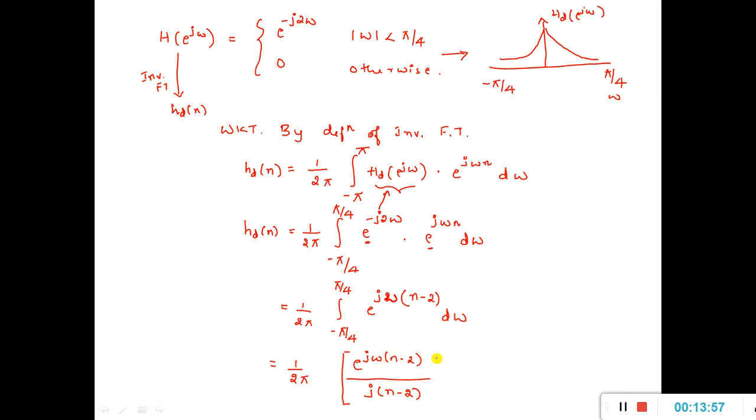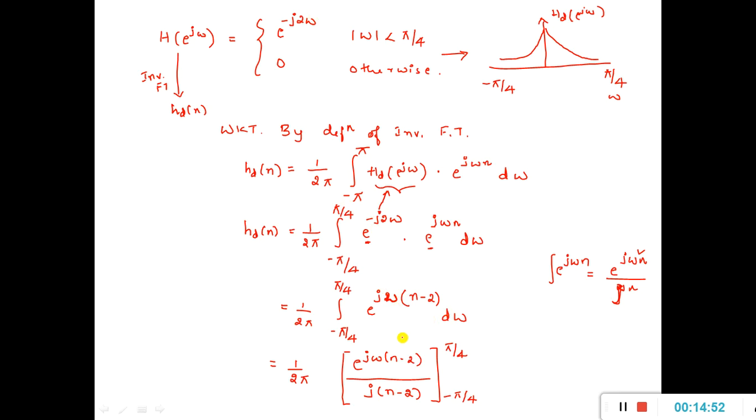This is the integration of e to the power of j omega n, right? If e to the power of j omega n is there and I want to perform this integration, it is e to the power of j omega n divided by j n. Sorry, jn, because it is with respect to omega that we are performing the integration. Now the limits range from minus pi by 4 to plus pi by 4. Now substitute the upper limit and lower limit in this equation.